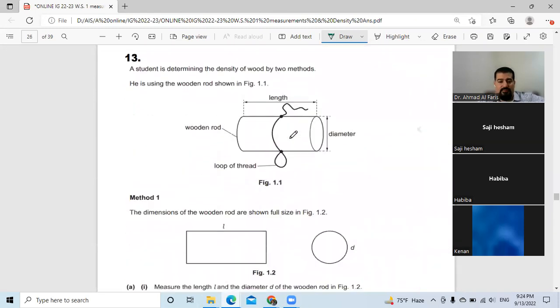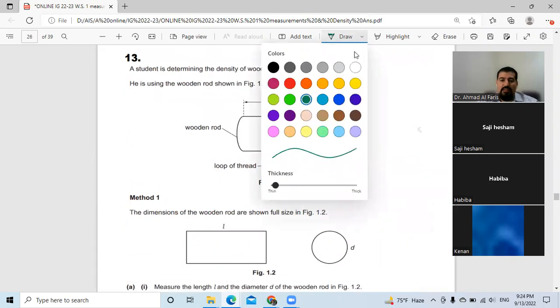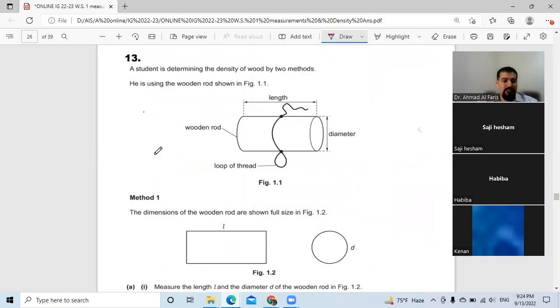Okay, tamam. Okay, let's move on to the next question. Question 13, it's a paper 6 question from Cambridge. And you can see that paper 6, alternative to practical, is very easy. You need to follow their instructions.